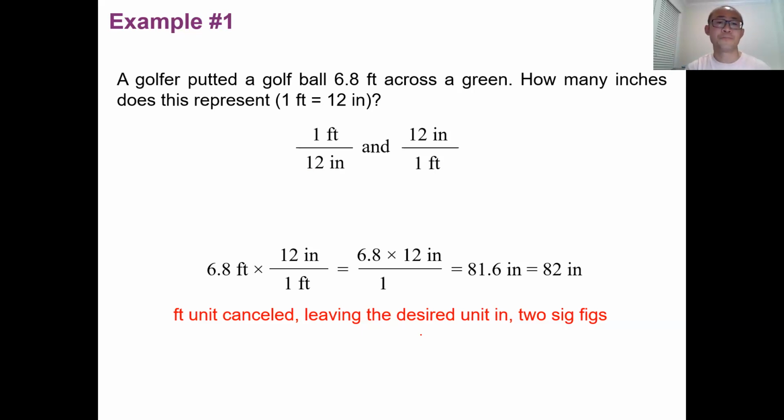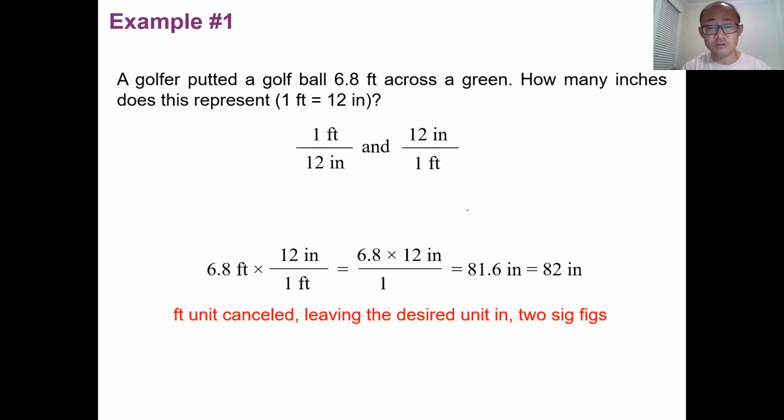A golfer putts a golf ball 6.8 feet across the green. They ask you how many inches this represents. So basically here we're relating feet, or foot, and inch. And we know between foot and inch, we have a conversion factor.